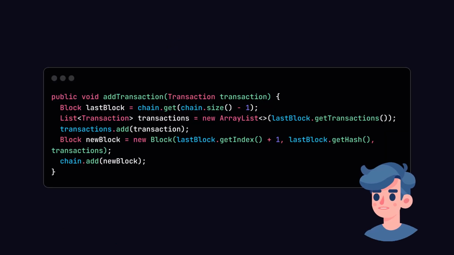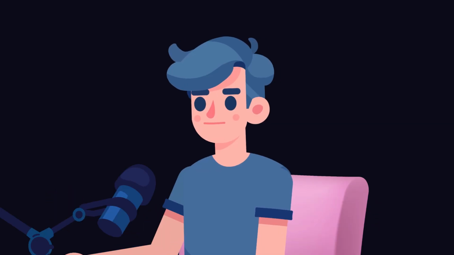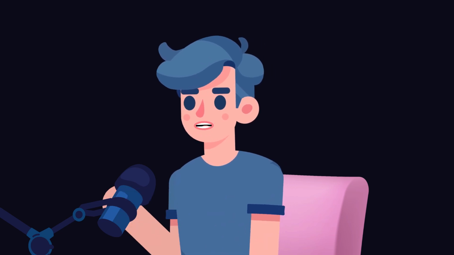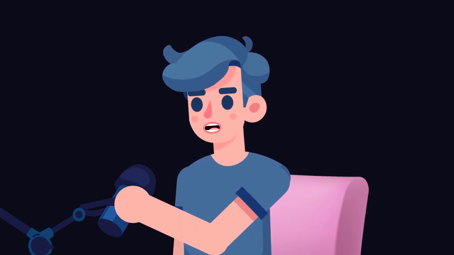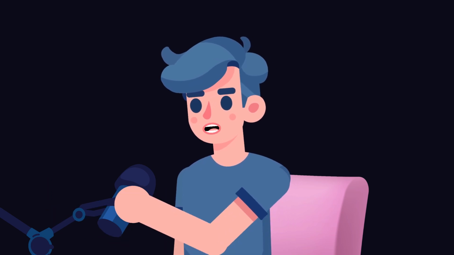With our data structure set in place, let's implement the functionality to add a transaction to the blockchain. We'll need to add a method in our blockchain class to create and link new blocks. In this method, we retrieve the last block, create a new transaction list, add the new transaction, and then generate a new block which we append to our chain. This encapsulates the core of our blockchain.